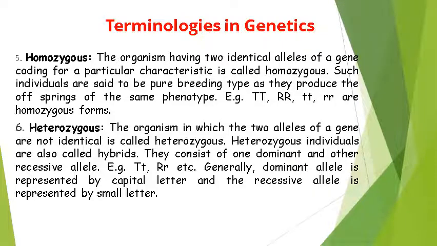While non-identical alleles of a gene are considered as heterozygous. Like capital T and a small t when they come together, this is the condition of heterozygous. Like capital R and small r came together, this is also a condition of heterozygous. Generally, dominant alleles are represented with capital letters and recessive alleles are represented with small letters.